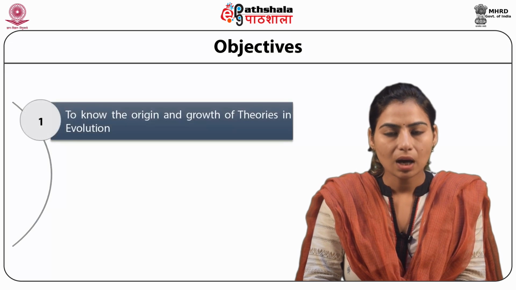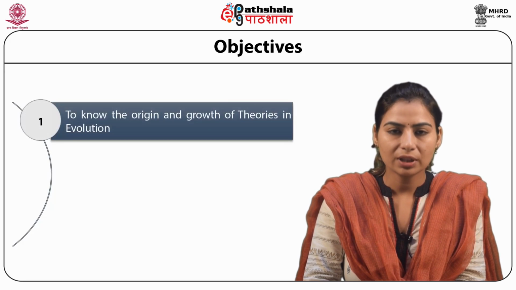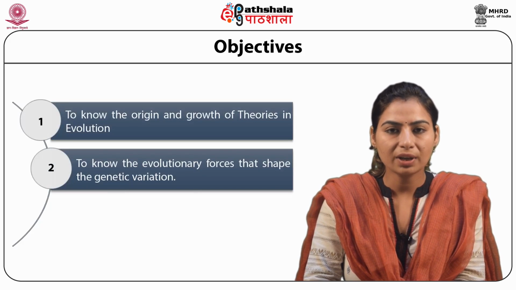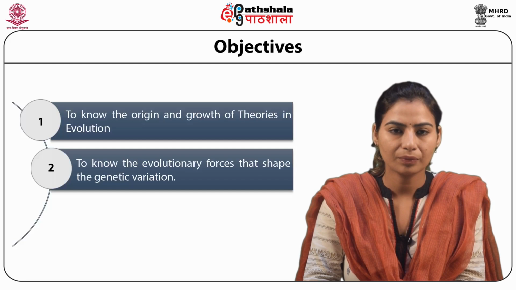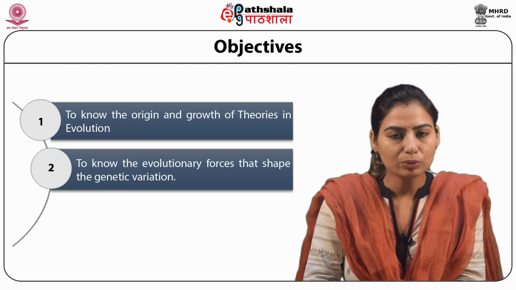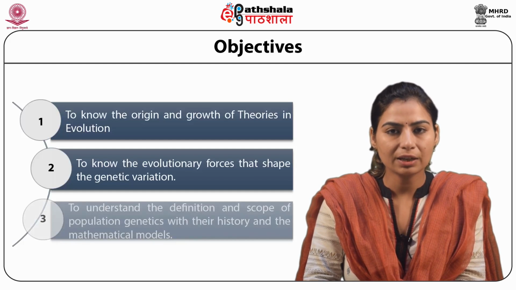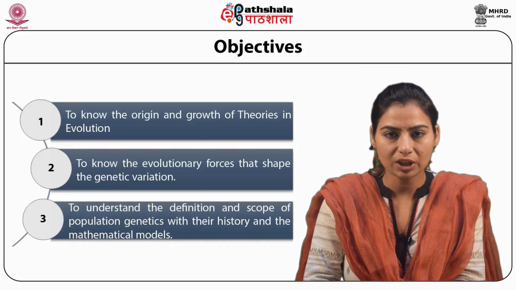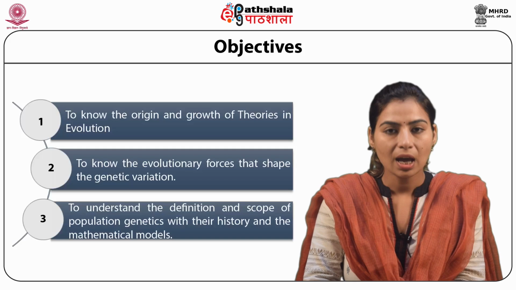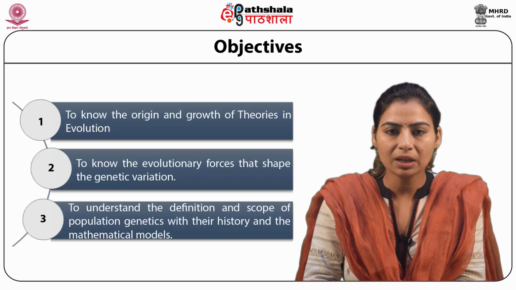We will be knowing about the origin and growth of theories in evolution. We will also be knowing about the various evolutionary forces that shape genetic variation. By the end of this module, you will be able to know the definition and scope of population genetics, its history, and some of the very famous mathematical models of population genetics.